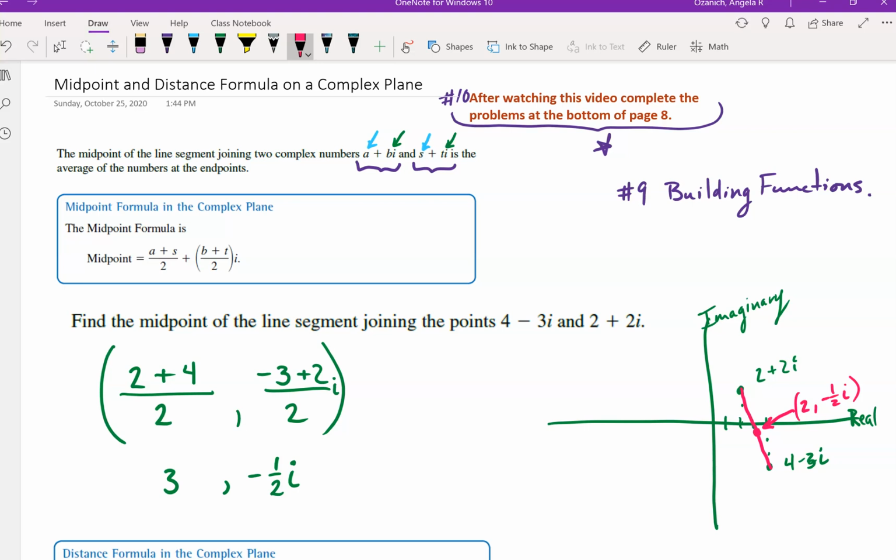Okay, easy. Add together the reals, divide by 2, add together the imaginary components, divide by 2, and you'll arrive at your midpoint.